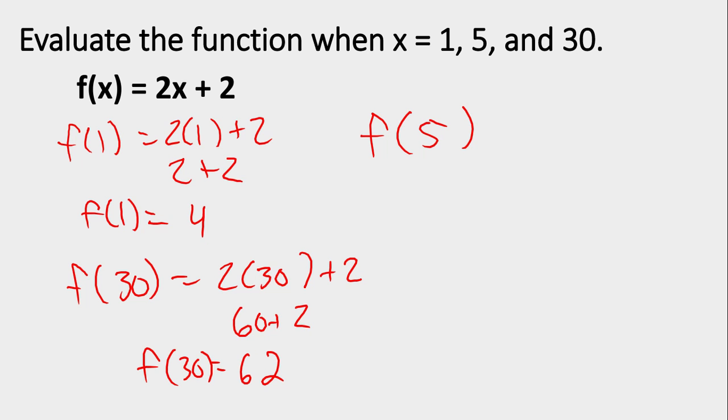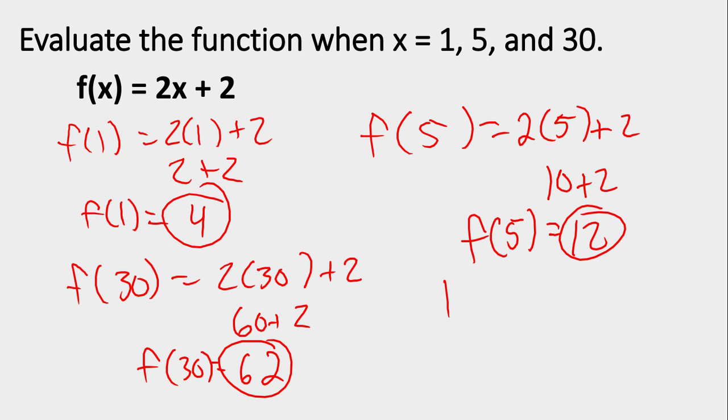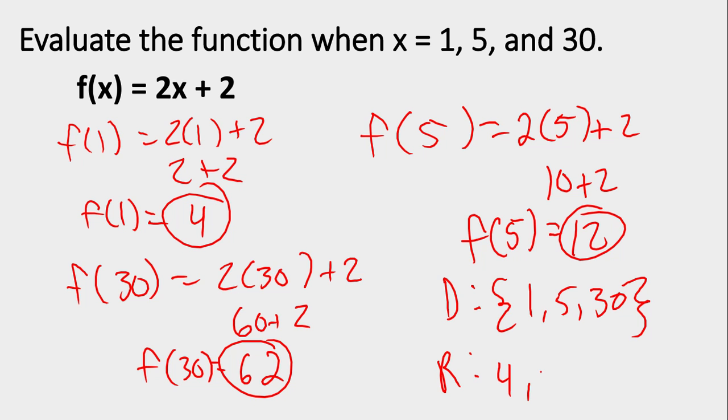All it's saying is that when you put 1 in, you get 4. When you put 30 in, you get 62. When you put 5 in for x, you get 12. And it's more important that you can get the answers than whether or not you write the final answer with that notation. Your domain here is 1, 5, 30. Your range is 4, 12, 62.